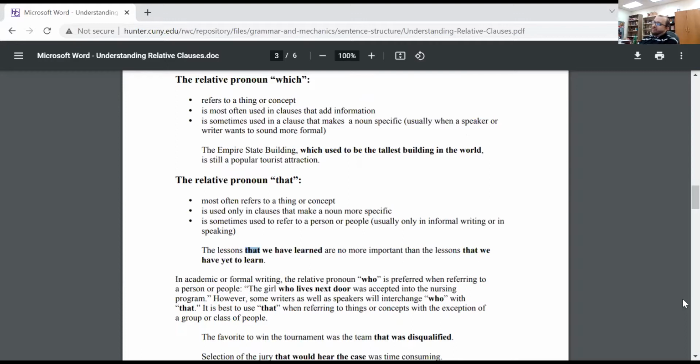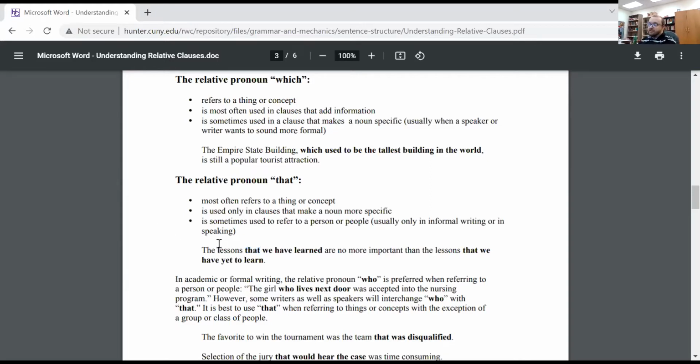Now, let's say that you use the word which here. It doesn't sound wrong if you say it. If you say, "The lessons which we have learned are no more important than the lessons which we have yet to learn," it doesn't sound wrong, but it is. In the spoken word, it's not necessarily wrong, but in the written word, it is.